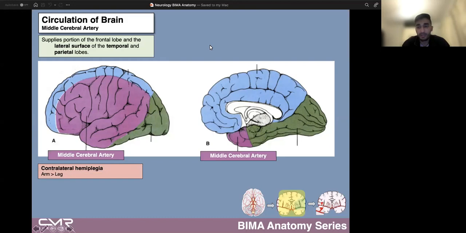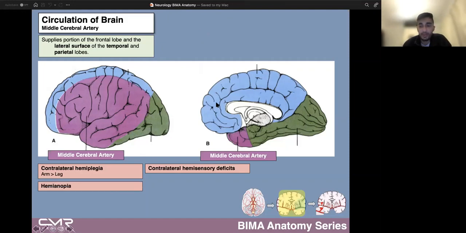And that causes contralateral hemiplegia, which means it affects more of the arm than the leg. So with the anterior cerebral artery, it affects more of the leg, and with the middle cerebral artery, it affects more of the arm. So whenever we have a stroke in the middle cerebral artery, it presents with the typical presentation of a classic stroke, where patients have paralysis, but there are also other symptoms associated with the middle cerebral artery, and that's your contralateral hemisensory deficits, and also hemianopia, because part of the temporal lobe is affected.